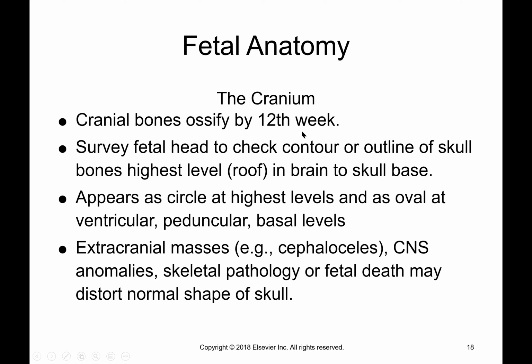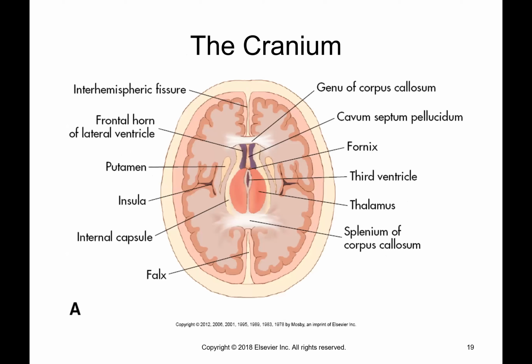So the cranial bones ossify by 12 weeks. Survey the fetal head to check the contour or outline of the skull bone. You want to make sure that the skull is intact, because there are different masses and things that can happen where the bones would not be intact. We'll talk about that more in the chapters to come. So this is the cranium. This is the brain. One huge thing that we do look at is the falx, the line here that separates the right and left hemispheres of the brain. We want to see that.